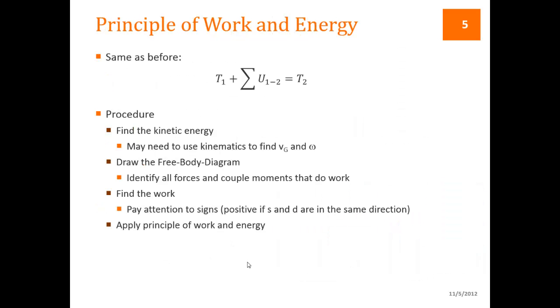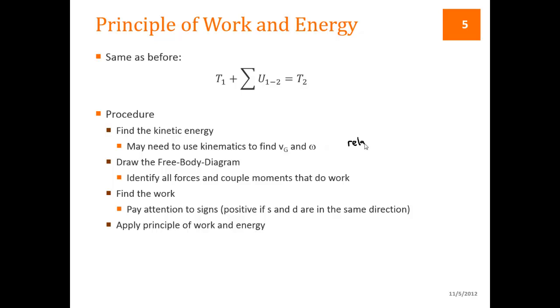So the principle of work energy hasn't changed. We still have the initial kinetic energy plus all of the work is equal to the final kinetic energy. Our procedure is much the same as well, except we've added the need to look at rotation. So to find the kinetic energy, you look at your situation and you find the kinetic energy of the various parts of your system. You might need to use kinematics in order to find the angular and linear velocities, and you will need to use kinematics to relate them as well.